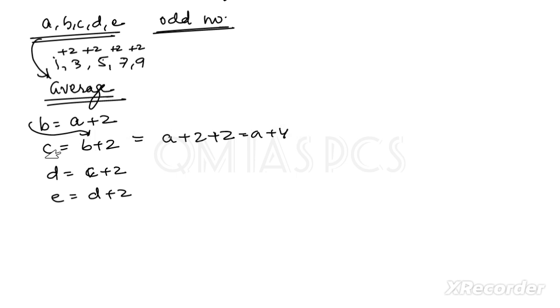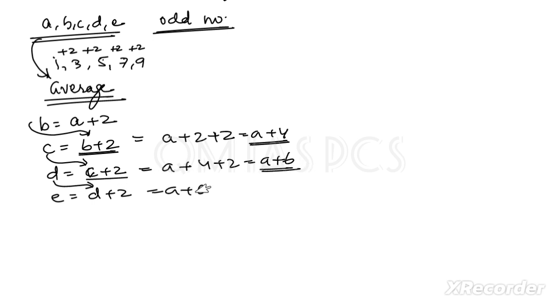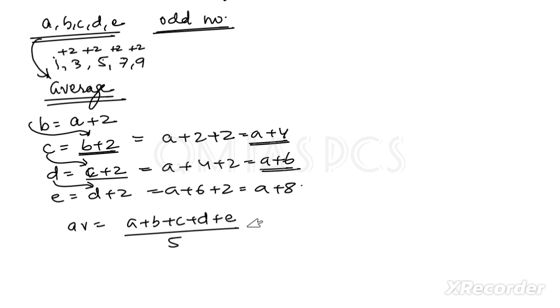Now we can write D in terms of A: C is A plus 4, so D is A plus 4 plus 2, that will be A plus 6. Then E is A plus 6 plus 2, it will be A plus 8. Now we have written everything in the form of A. So now what is the average? Average is equal to A plus B plus C plus D plus E divided by 5.